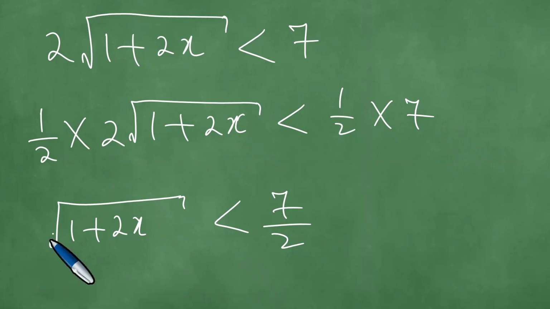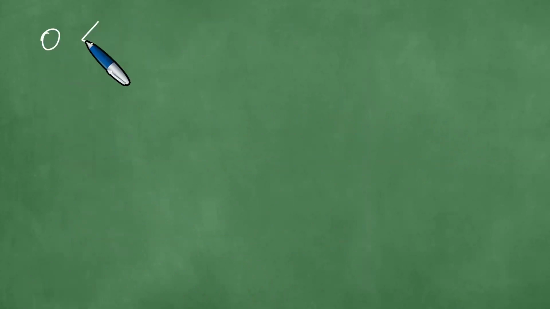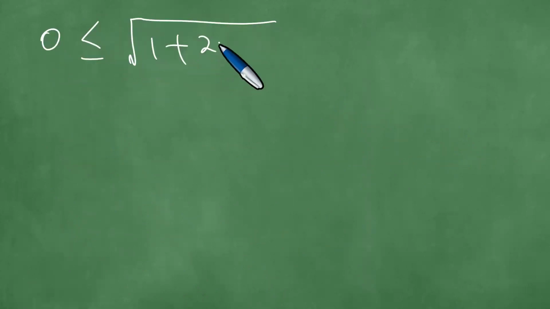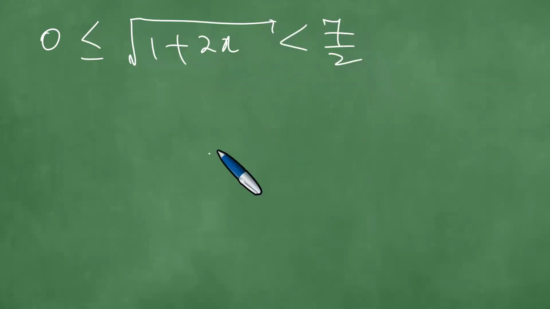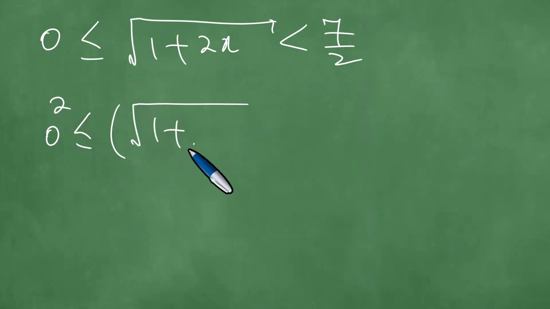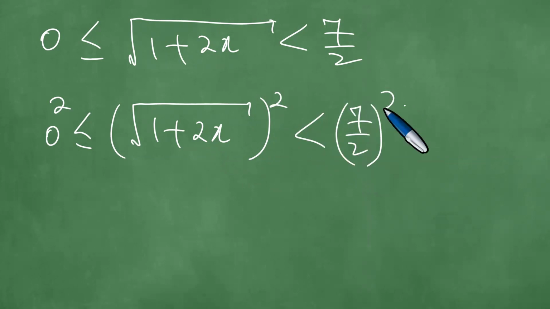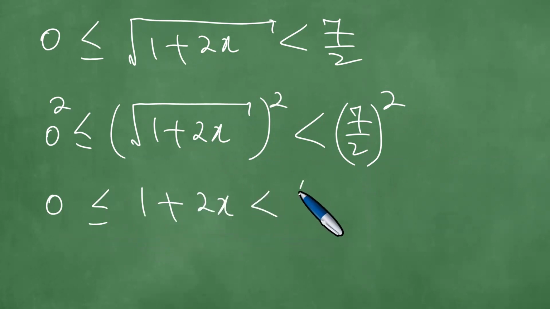Now, this square root here must be greater or equal to 0. So that you have 0 less than or equal to the square root of 1 plus 2x, which is less than 7 over 2. So in the end, this is what we have. The square root, by definition, is greater or equal to 0. We proceed now to solve for x given this. To solve for x at this point, we square. We square the left, and we have 1 plus 2x. We square the middle, and we square the right, which is 1 plus 2x is less than 49/4.